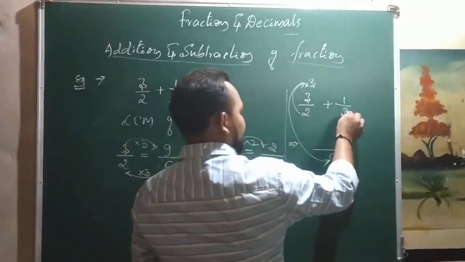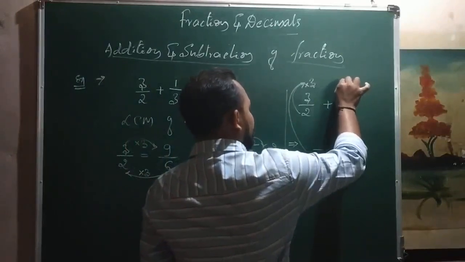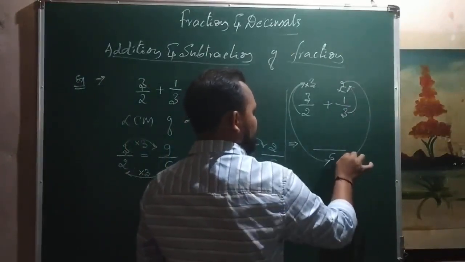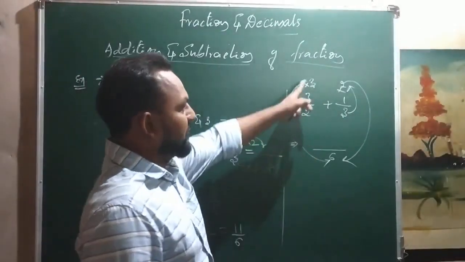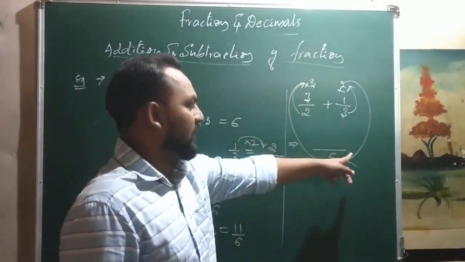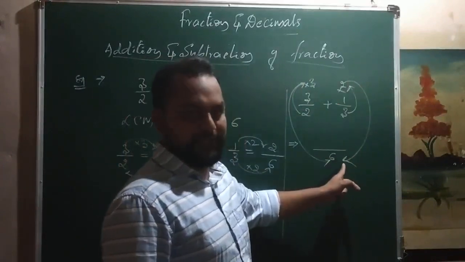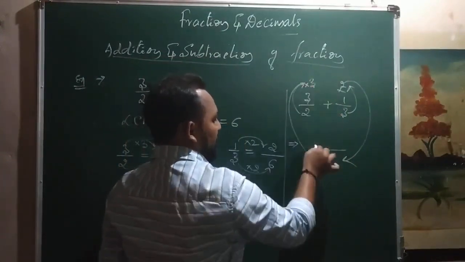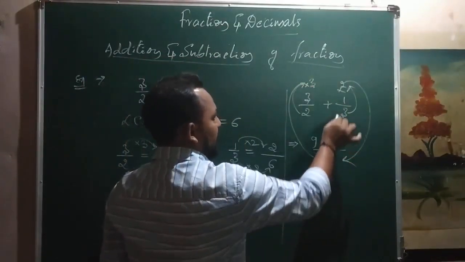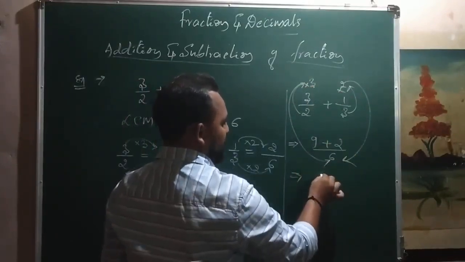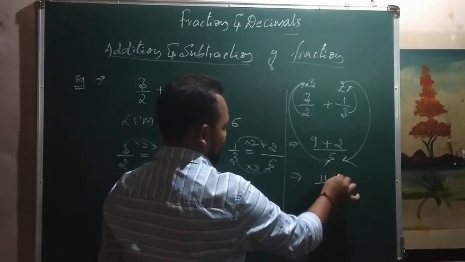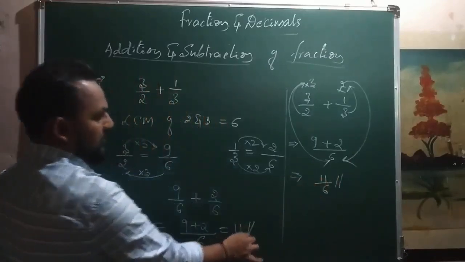Here 3. 3 2s are 6. 2 3s are 6 and 3 2s are 6. And multiply these two. 3 into 3 is 9 and 2 into 1 is 2. 9 plus 2 is 11. 11 by 6 is the answer.